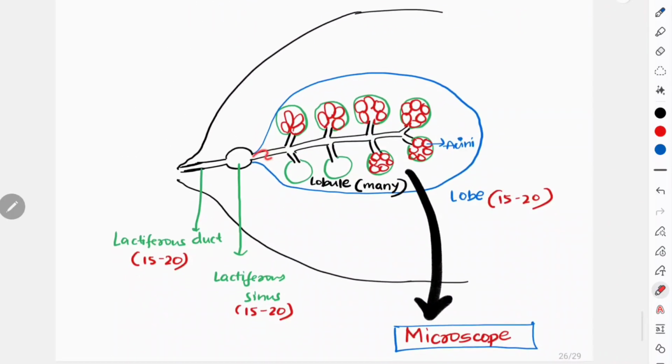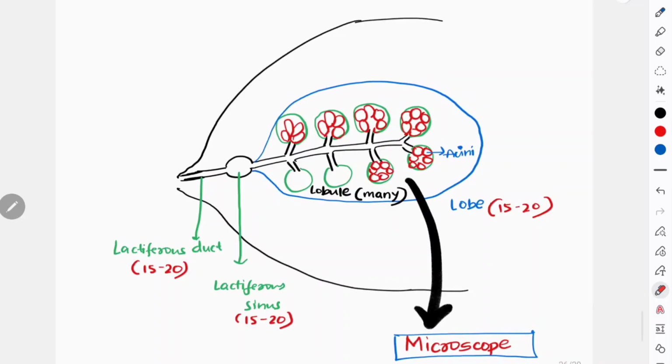So you can see here, lactiferous ducts 15 to 20. Suppose 1, 2, 3, 4, 5, 6, 7, up to 20, and then the lactiferous sinus. The number of ducts equals the number of sinuses, so the same 15 to 20 lactiferous sinuses, and after that you can see lobules. Lobules are many, not equal in number to lobes. So 15 to 20 lobes, but lobules are many.